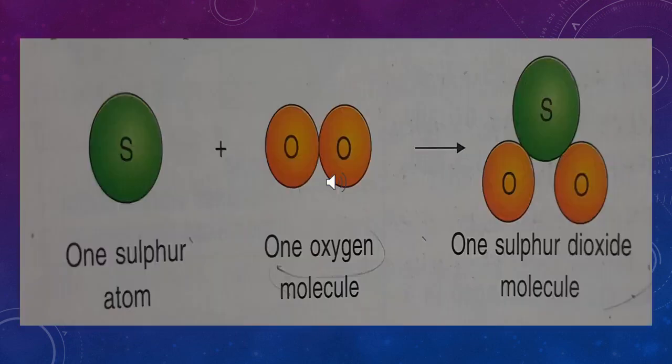This slide represents an equation or example from your book in which one sulfur atom combines with one oxygen molecule. A molecule indicates that there are two atoms in it, and after the reaction it is converted into sulfur dioxide, in which one sulfur and two oxygen atoms combine with each other.